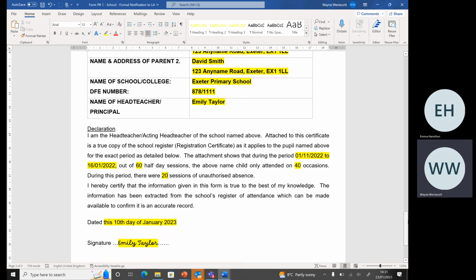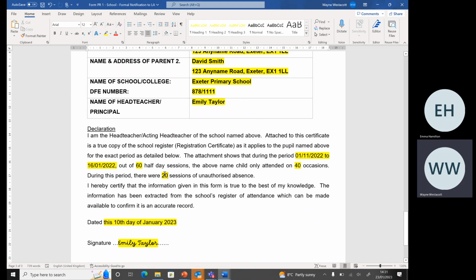You cannot start a registration certificate in a holiday. It has to start in school time. They must match. So the date on the registration certificate must match 1st of November 2022 to the 16th of the 1st, 2023.